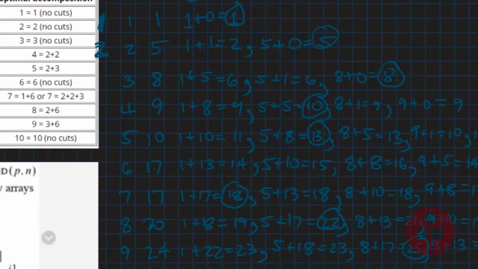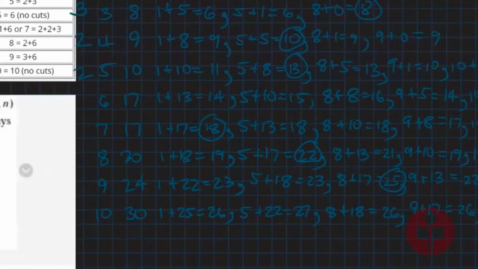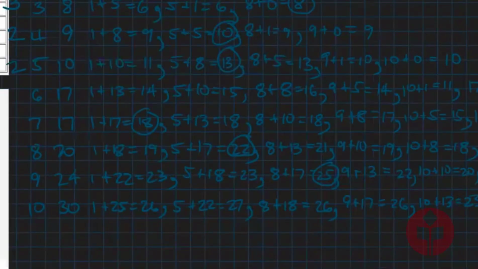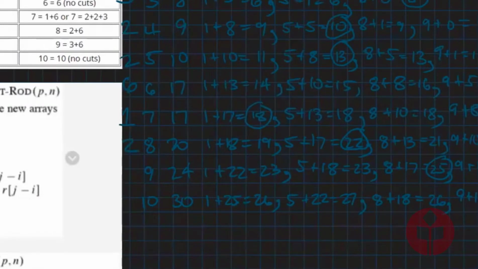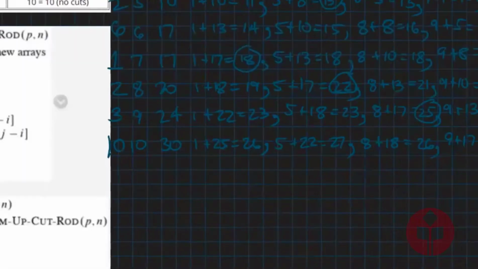S3 is 3. S4 is 2. S5 is 2. S6 is the last one, so it's 6. S7 is 1, it's the first one. S8 is 2. S9 is 3. And S10 is the last one, so it must be 10. So those happen to be our S values.